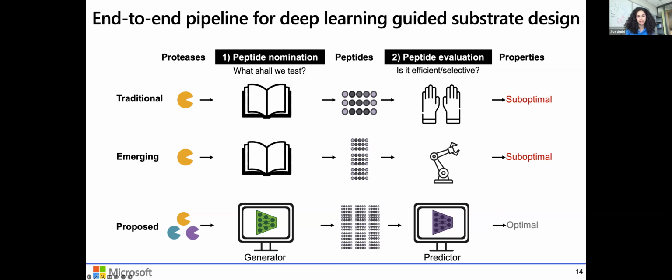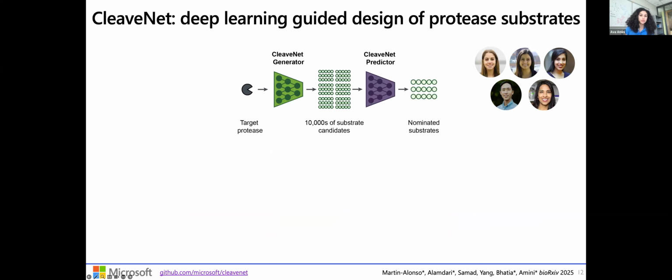And so that's exactly the approach that we took in this recent work, CleaveNet, which was, again, a really inspired, bridged effort between computation and experiment, bridging our group at MSR with Sangeeta's lab at MIT. And so the overall principle is exactly as I outlined on that prior slide.